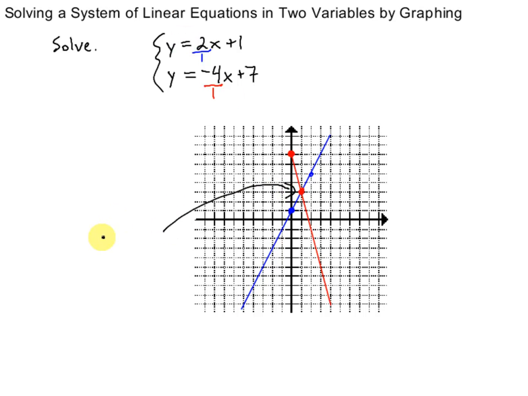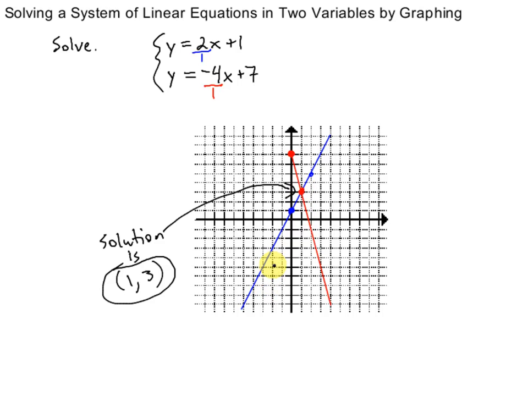So the solution here is where the two lines touch. So the solution to this system is that ordered pair. The x-coordinate's 1 and the y-coordinate is 3. So that is the solution. So this is a system that has one solution because they touch at a single point, and it was pretty easy to see exactly what that ordered pair was.